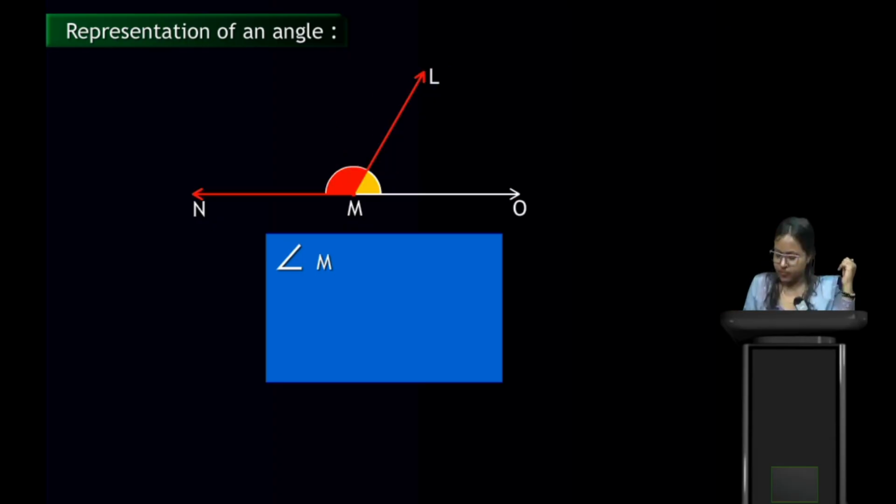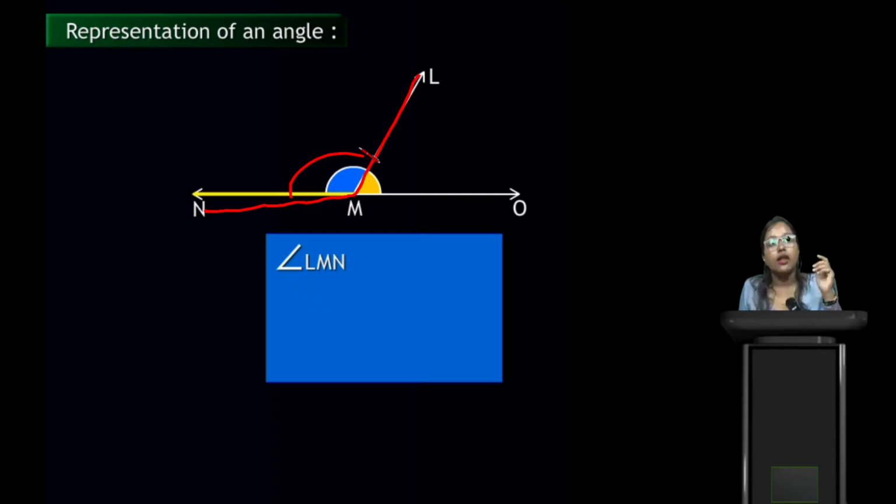So what can we do from here? For naming one angle, when we are confused about which angle it is, if more than one angle is present, then by simply telling angle M, it is not possible to mention it, right? So for that, we have to write the proper naming. And how will we do the proper naming? Here you see LM and then N. That means which angle are they talking about? They are talking about angle LMN, this side angle.